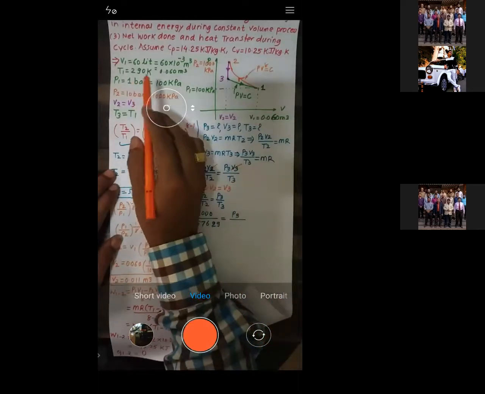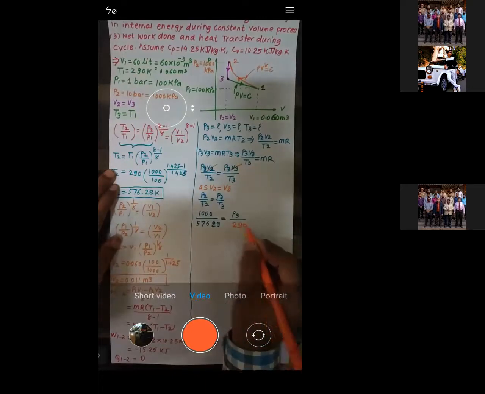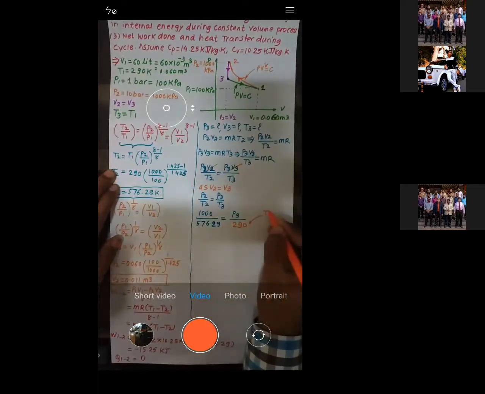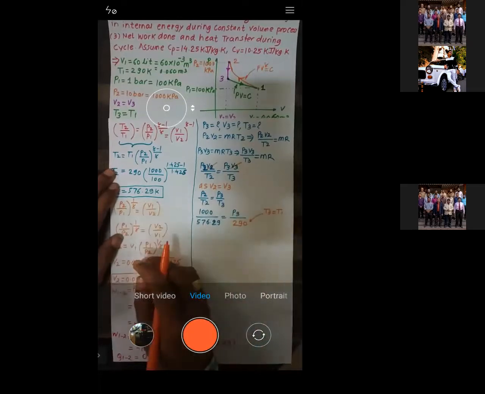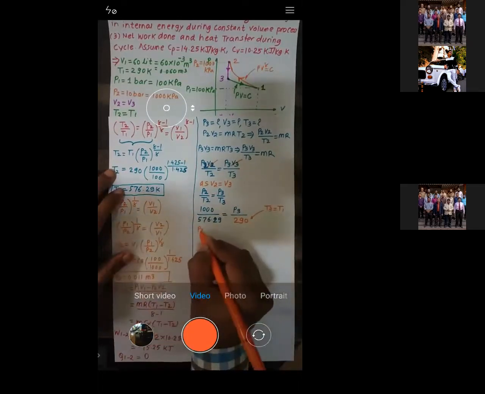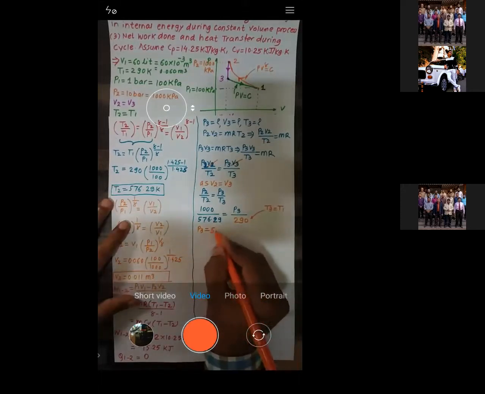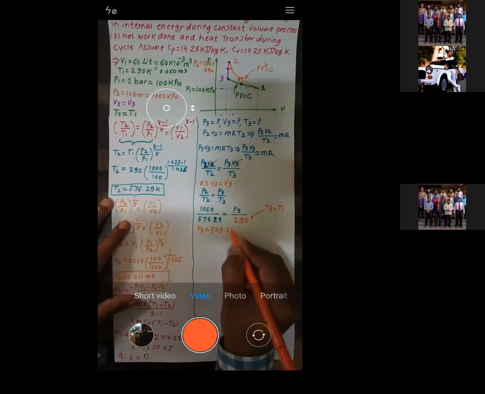And what is that? 290. Okay. Here I'll just write down T3 is equal to T1 because 3 to 1 is isothermal. So from that, can we get P3? Just let me know what is the value of P3, pressure at point number 3. 503.21. Okay, and this is a pressure.